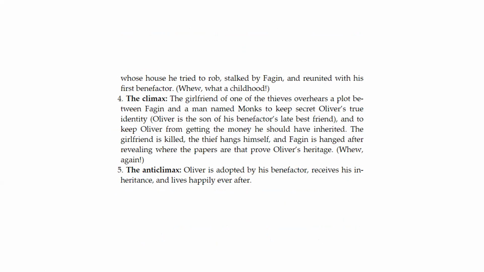Four. The climax. The girlfriend of one of the thieves overhears a plot between Fagin and a man named Monks to keep secret Oliver's true identity. Oliver is the son of his benefactor's late best friend, and they want to keep Oliver from getting the money he should have inherited. The girlfriend is killed, the thief hangs himself, and Fagin is hanged after revealing where the papers are that prove Oliver's heritage. Wow, again.